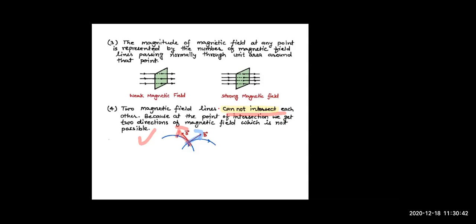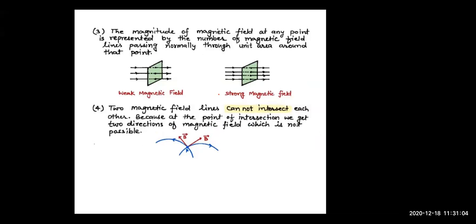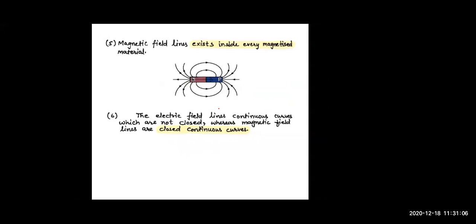So we can conclude, we can prove that the magnetic field lines never intersect each other, because if they intersect, then at the point of intersection, two directions of magnetic field occur, which is not possible, right? So whenever you draw magnetic field lines, make sure your magnetic field lines never intersect each other.